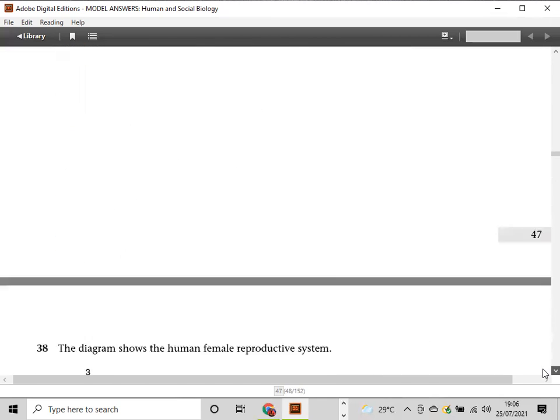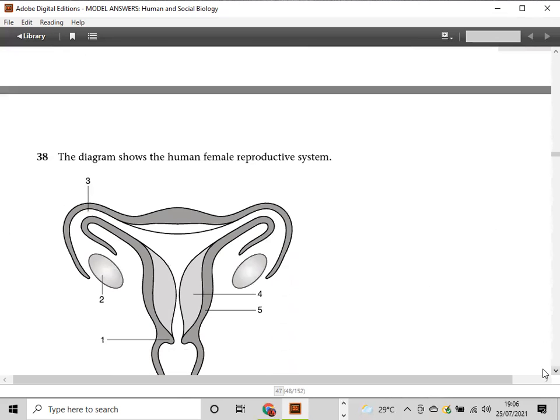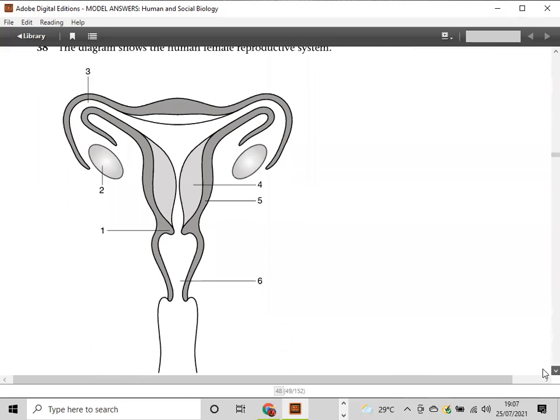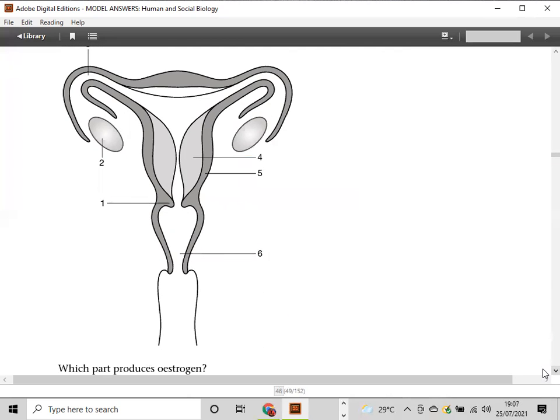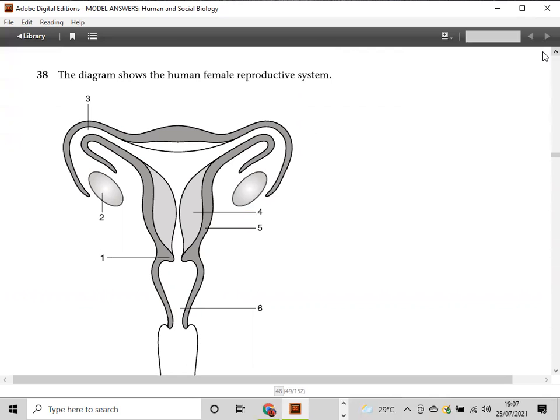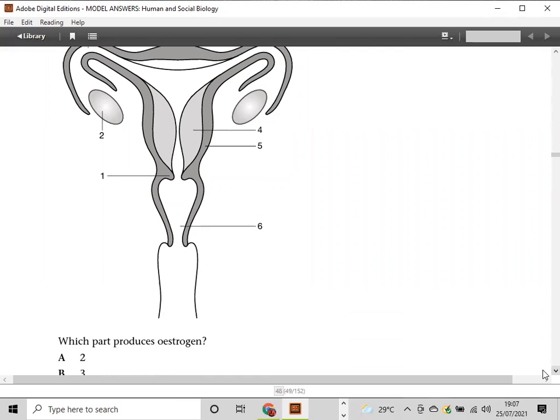Feeling a bit better now, almost there. 38. Female reproductive system. Which part produces estrogen? And that is, try to look again so you guys can see. Produces estrogen. Part 2, and that's A.